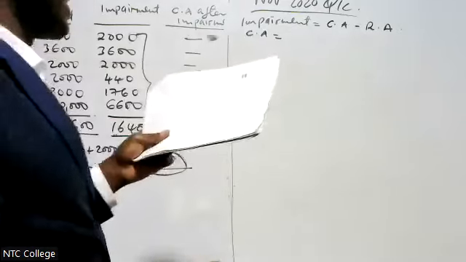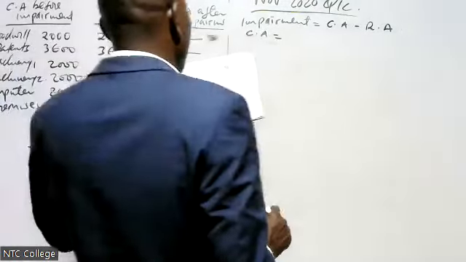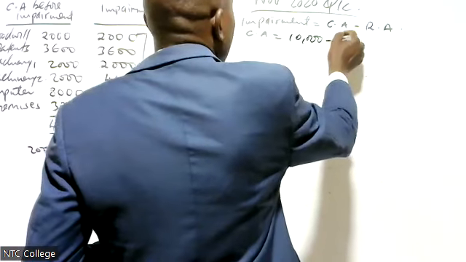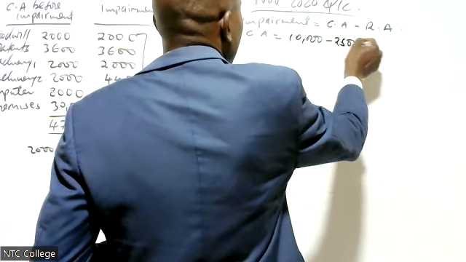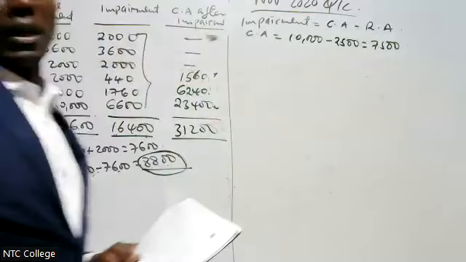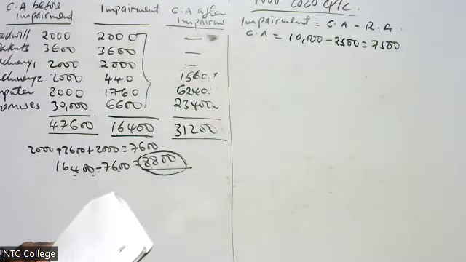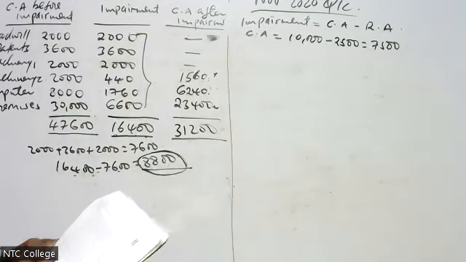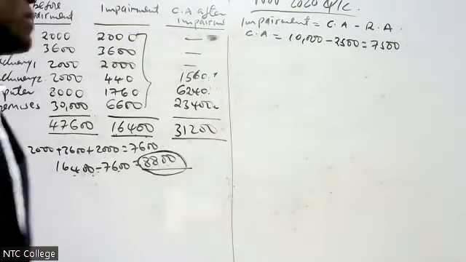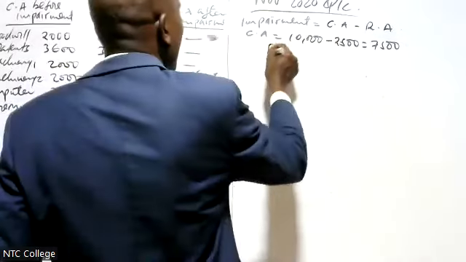Therefore, the examiner is telling us that the cost is 10 million. Therefore, I will take 10 million minus 2,500. Then I get 75 as my book value, as my carrying amount. Then I have the carrying amount. Then I come to the recoverable amount.